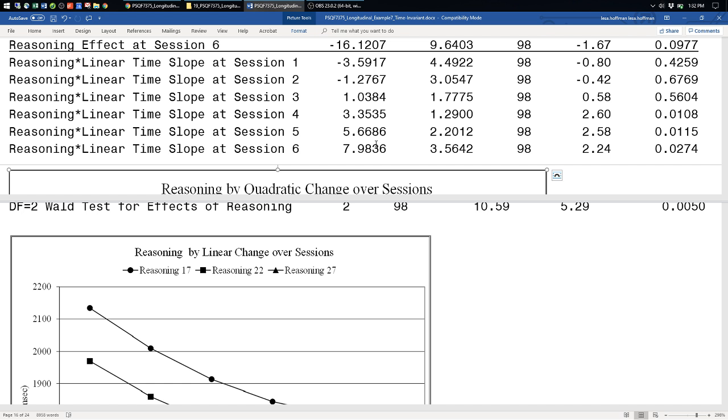One thing that you don't want to do is have time be centered such that session 1 is 0 and then mean center time in the quadratic interactions. Don't do that. You have to keep it consistent throughout the model. There has to be the same time 0 everywhere.